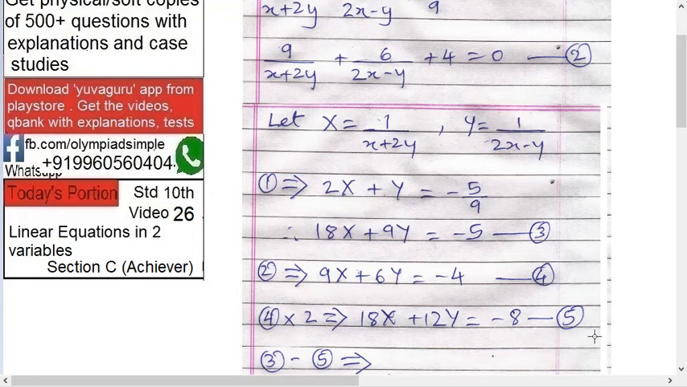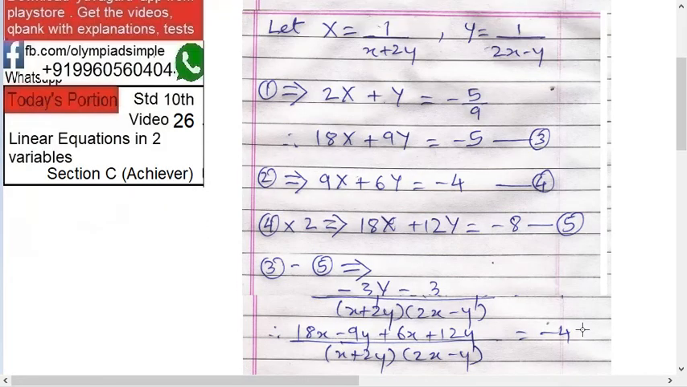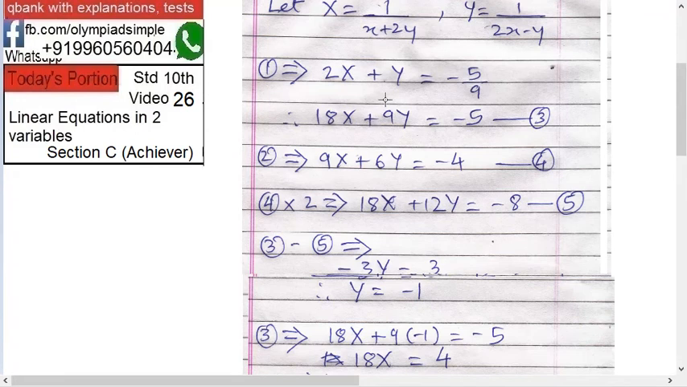So now solve 3 and 5. So 3 minus 5, what do you get? 9Y minus 12Y equals to minus 5 plus 8. So we get minus 3Y equals to plus 3, right? Because minus minus becomes plus. So Y equals to minus 1, that is capital Y.